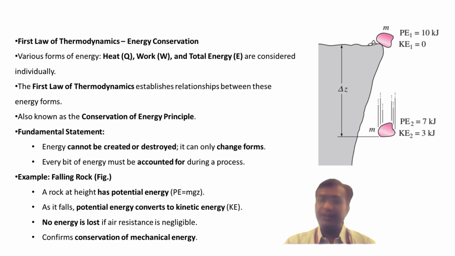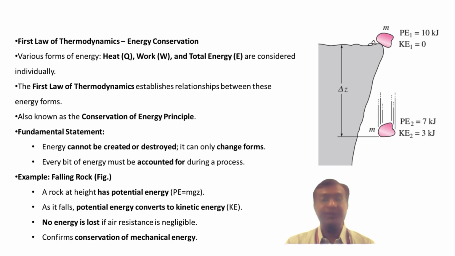The diagram illustrates the first law of thermodynamics. Let's analyze. This rock is falling from a certain height. It possesses potential energy, which is calculated using the formula of mass multiplied by gravitational acceleration multiplied by height above the ground. As the rock falls, its potential energy is converted into kinetic energy, which is given by 1/2 multiplied by mass multiplied by velocity squared.